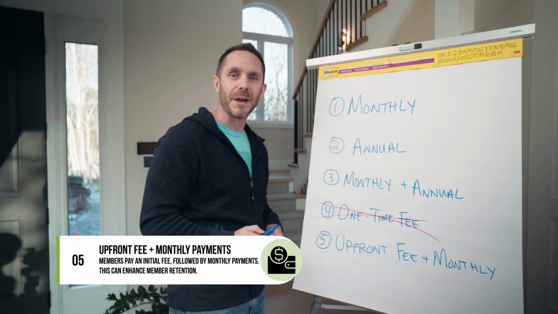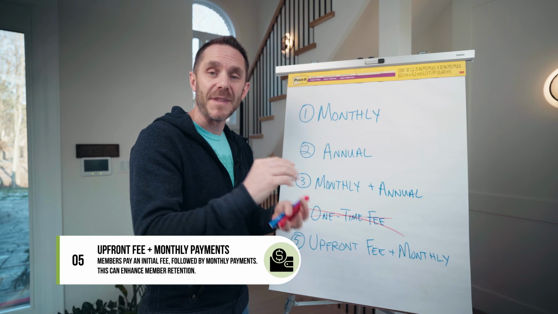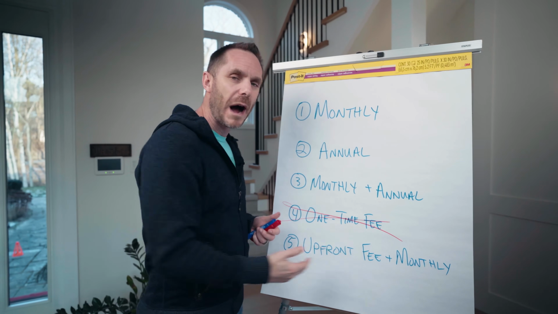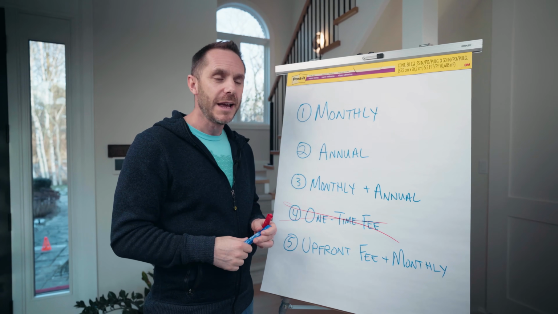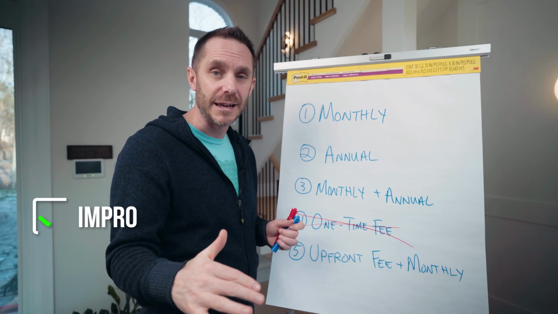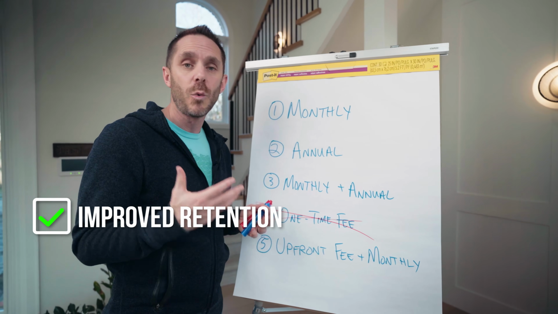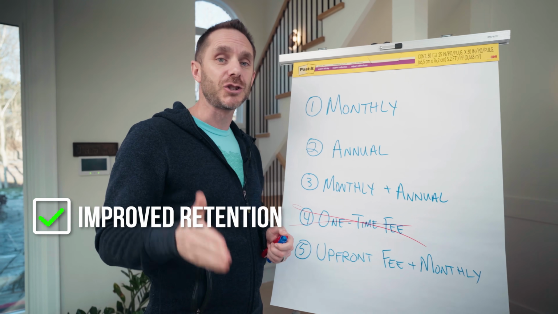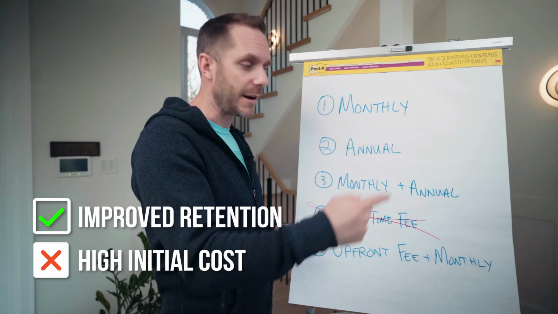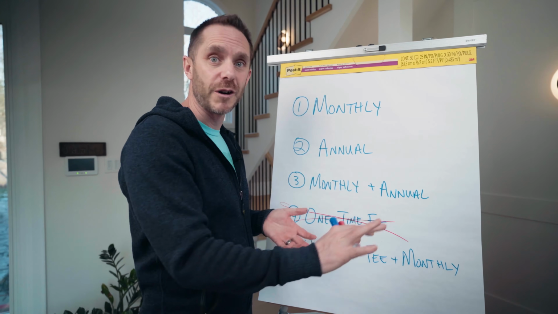upfront fee plus monthly. So the concept here is pretty straightforward. Members pay an upfront fee and then there's a recurring fee that they would pay on a monthly basis. Now, the reason why you may want to structure your pricing this way is to incentivize people to join and not leave. Because if they leave, then when they come back, they're going to have to pay that upfront fee again. So it can work very effectively as a retention strategy. The downside is it's certainly going to impact your conversions on the front end, because the upfront fee can also serve as a way to discourage people from joining.